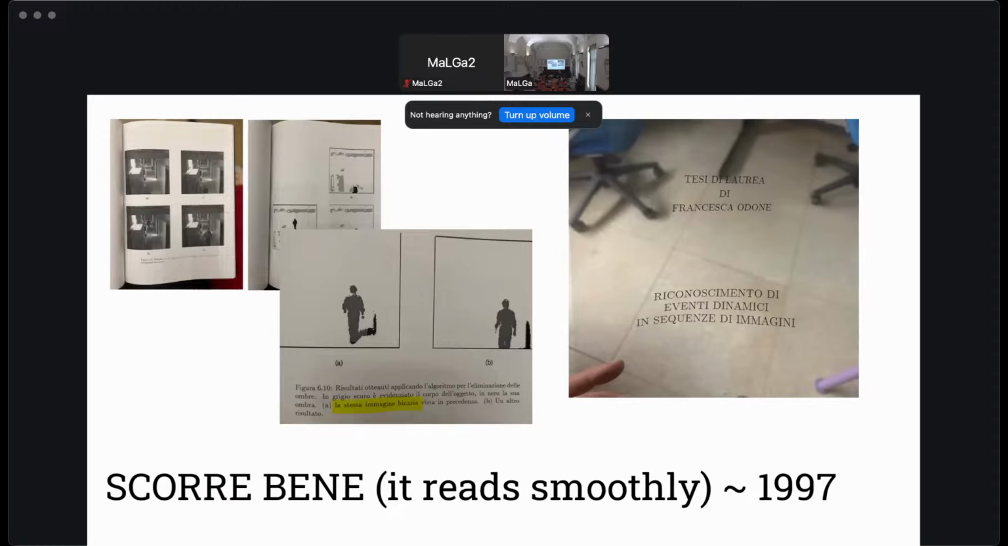So I got the thesis, and it was about motion analysis and studying dynamic information in image sequences. Specifically, my master thesis was about change detection with applications in video surveillance. And that's something that I carried on doing a bit later on. But, so the "scorre bene", I don't actually know how to translate it in English, really. It runs smoothly, or it reads smoothly.